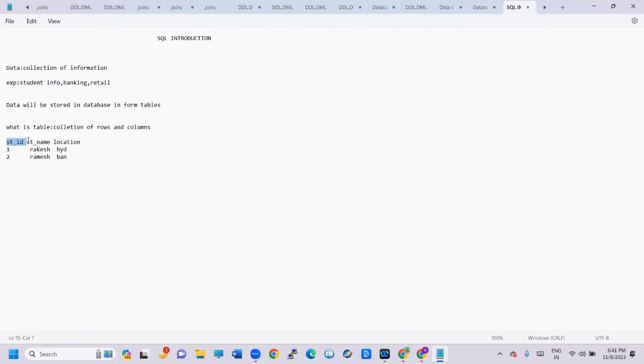Here you can see that this horizontal line we call a row, and the vertical one we call a column. Horizontally we call them rows, vertically we call them columns. So a table is nothing but a collection of rows and columns. This is about the table.